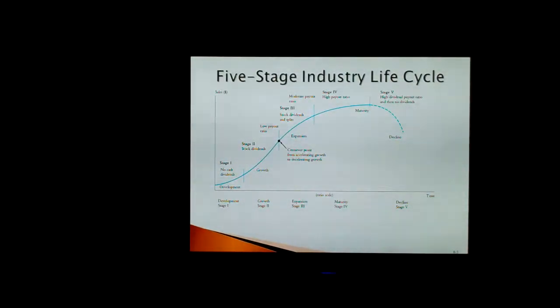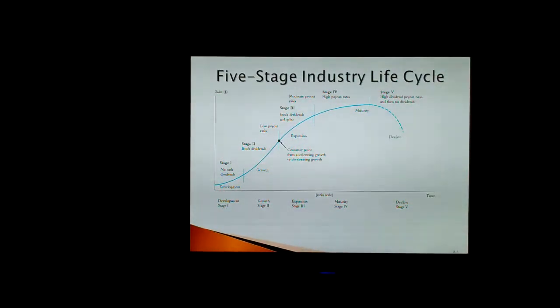Okay, so here's the 5-stage industry life cycle. There's the life cycle curve. So stage 1, it says no cash dividends. Stage 2, stock dividends. Stage 3, stock dividends and splits. Stage 4, high payout ratio. And then stage 5 is high dividend payout ratio, and then no dividends. What are they doing here? Well, stage 1, they're accumulating cash, reinvesting into the business. Stage 2, they're starting to pay off some investors with dividends. Stage 3, more aggressive in dividends.